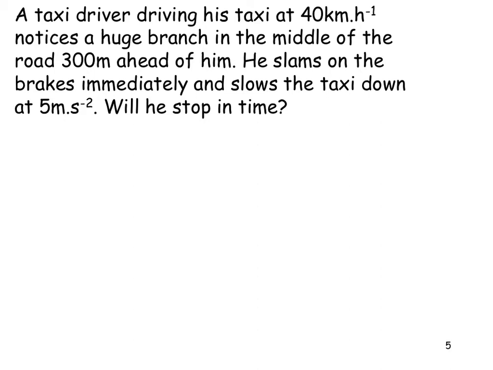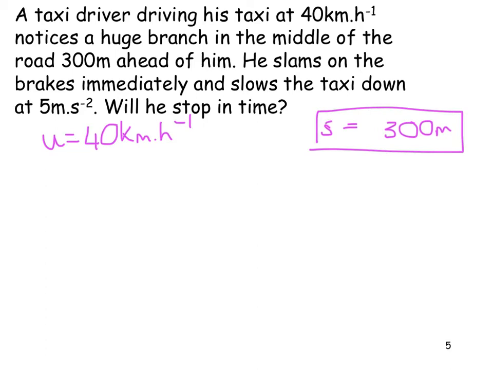We have a taxi driver who is driving his taxi at an initial velocity, that's what's happening to start with, at 40 kilometers per hour. He notices a huge branch in the middle of the road, 300 meters ahead of him. It doesn't say he travels 300 meters. It says that he notices a huge branch ahead of him, 300 meters. So let's just put that 300 meters on the side for the moment. We might or might not use it. We've got a distance. It might not be the one that he travels.